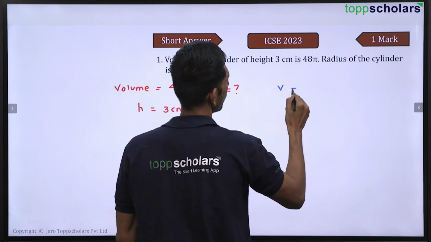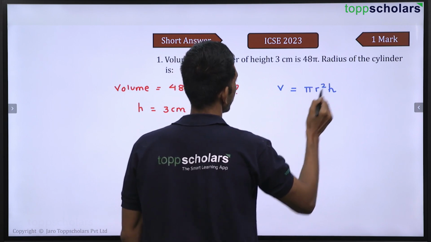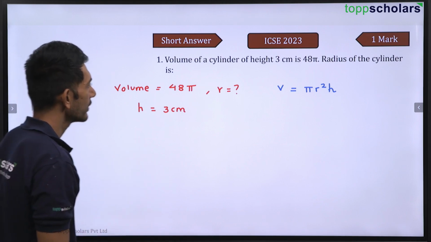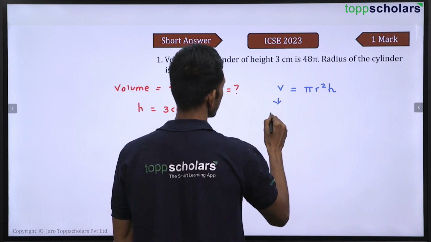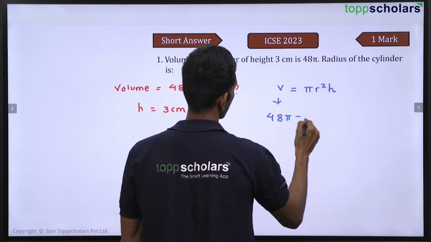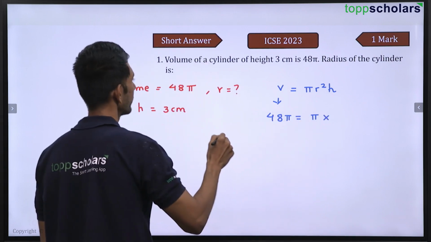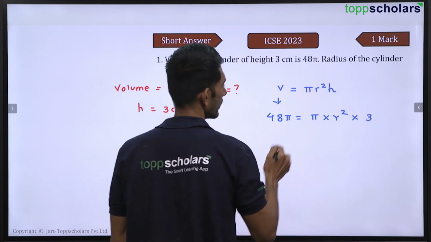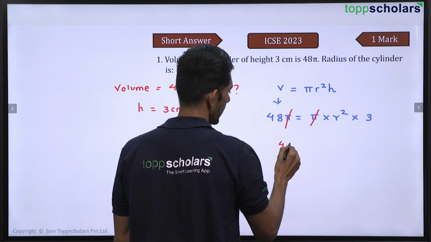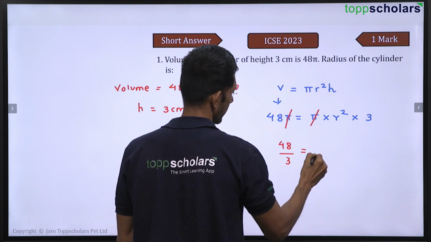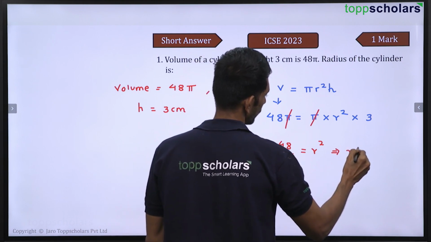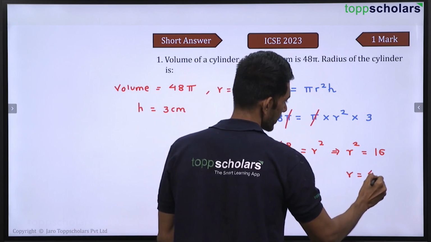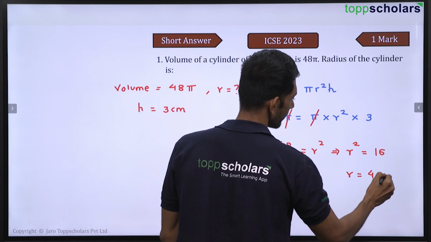Now, what is the formula? The formula for volume is pi r square h, correct? But volume is already given, 48 pi. So 48 pi is pi into r square into h. H is 3. So pi gets cancelled. So 48 divided by 3 is equal to r square. So r square is equal to 16 because 48 divided by 3 is 16. So r will be square root of 16, that is 4 centimeter, is it? Yes.